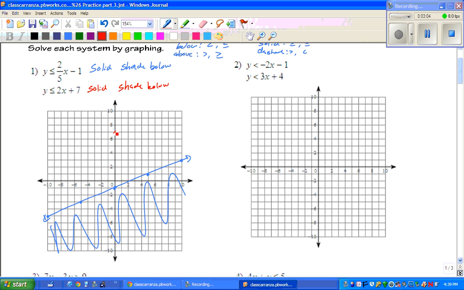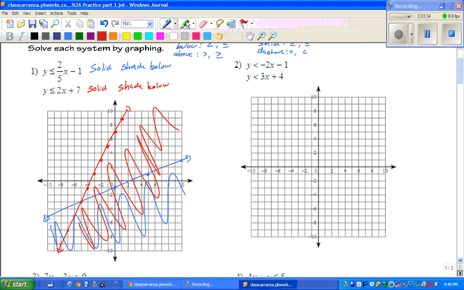So I'm starting at +7. I'm going up 2 over 1, but we have to go in the other direction. So let's put that there. Down 2 over 1. So now that we have our nice pretty line, I would shade everything below that.